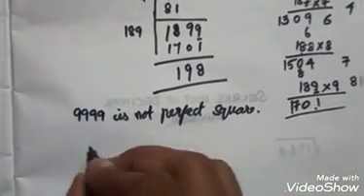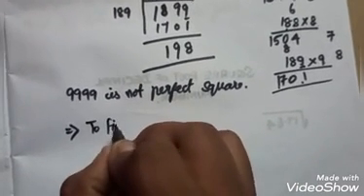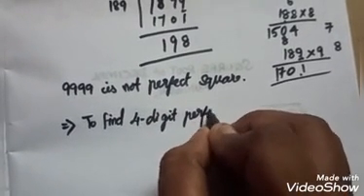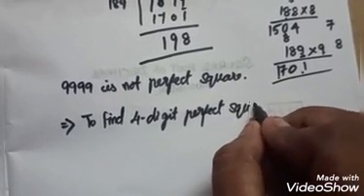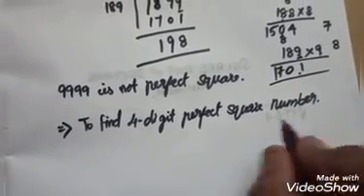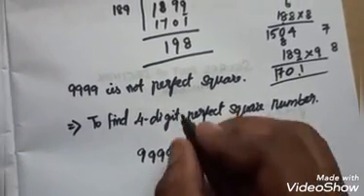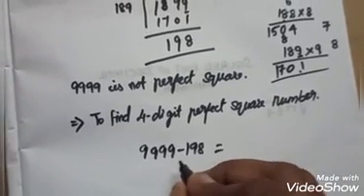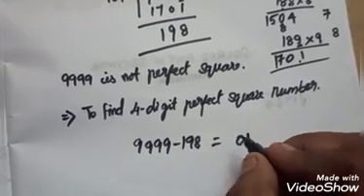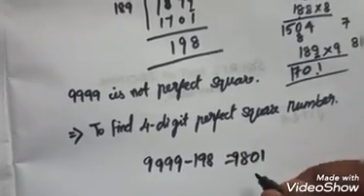So which implies that to find the 4-digit perfect square number, we need to take 9999. So we got 198 as the remainder. You subtract 9 minus 8, 1. 9 minus 9, 0. 9 minus 1, 8. And then 9. So 9801.